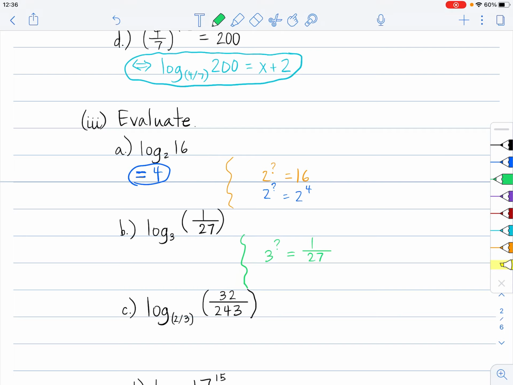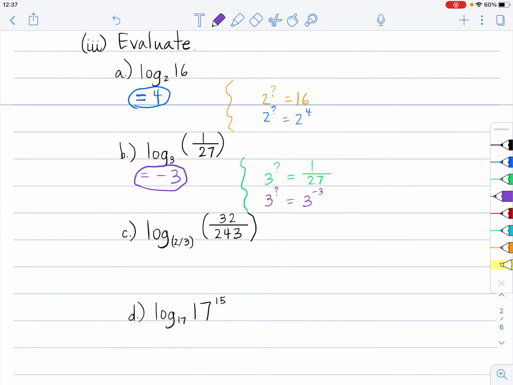Now, I know that 3 to the third power is 27, but when I started with a whole number and my answer is a fraction, what kind of exponent is that? Well, 3 is being raised to the negative 3 power to equal 1 over 27. So log base 3 of 1 over 27 is equal to negative 3. All done.